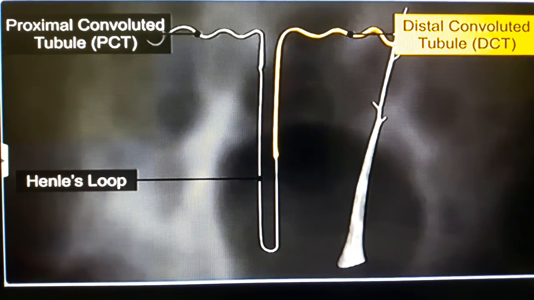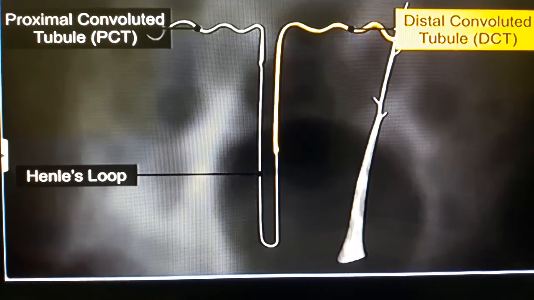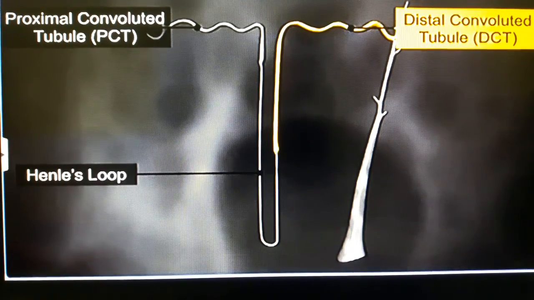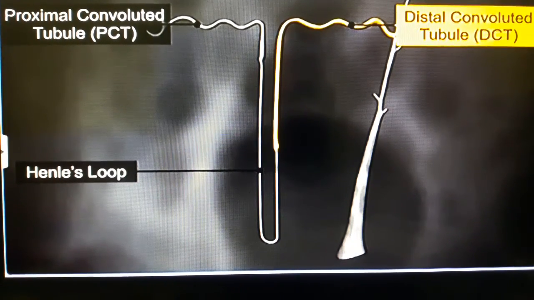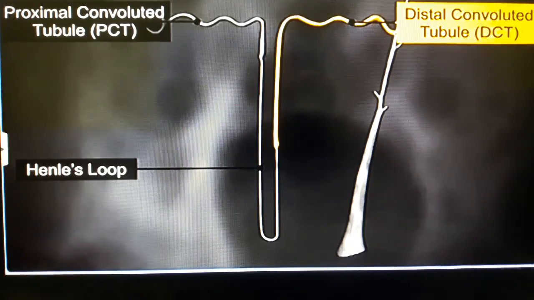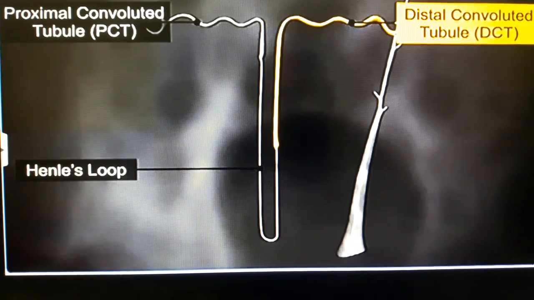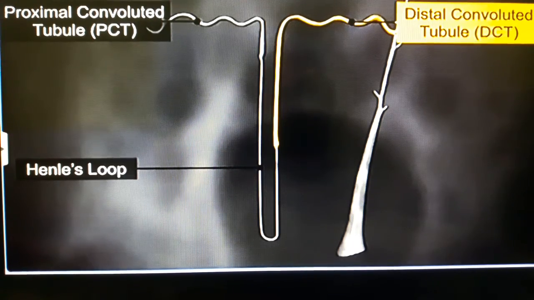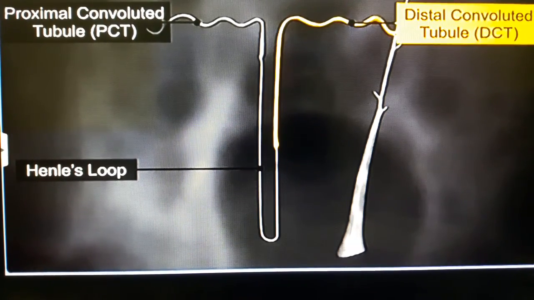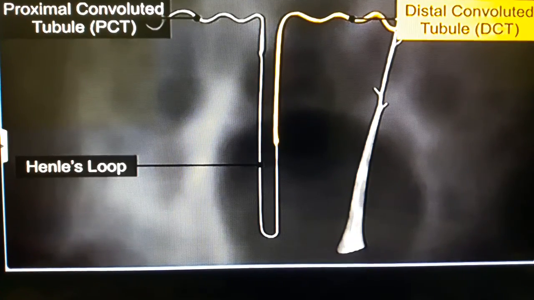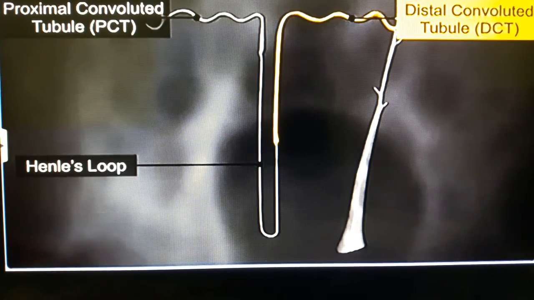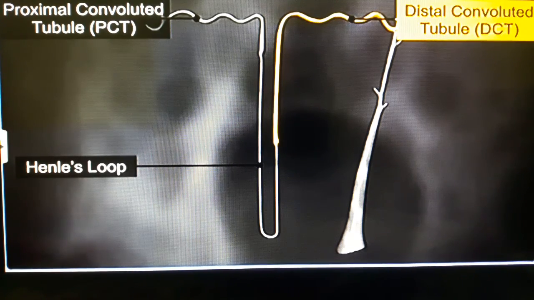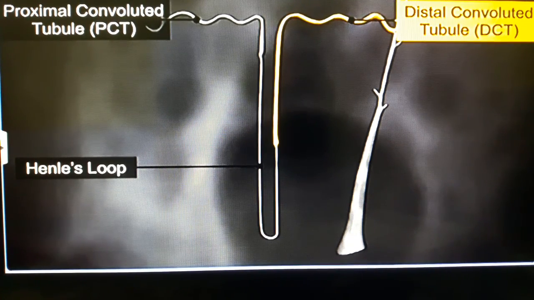The second one is the juxtaglomerular apparatus. A group of cells called the juxtaglomerular apparatus is located between the distal convoluted tubule and the afferent arteriole close to the glomerulus. Listen to me very carefully now. The JG cells, the juxtaglomerular cells, secrete enzymes like renin that modulate blood pressure and thus regulate the blood flowing through the glomerulus and hence the glomerular filtration rate.